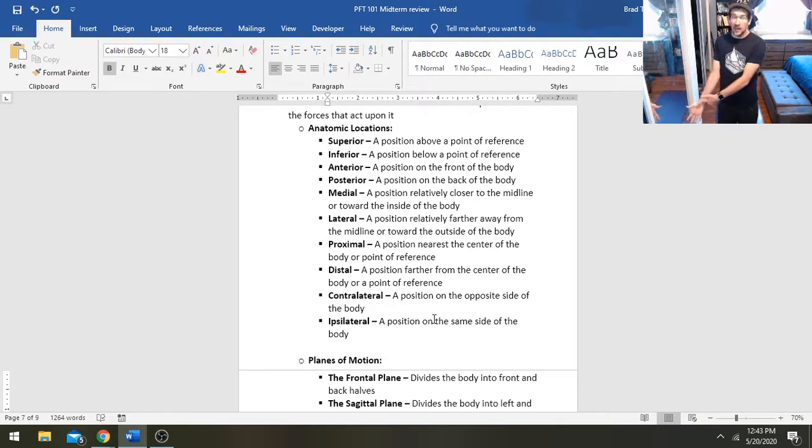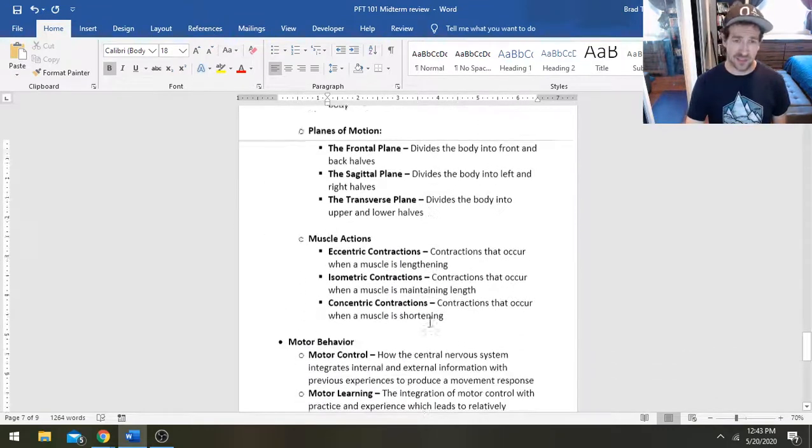So my wrist is distal because it is farther in comparison to my elbow, right? My wrist is distal, whereas my elbow is proximal. But if I give a different point of reference, if I mention my shoulder, now my shoulder is proximal, but my elbow is distal, right? So those are in reference to other positions. Then you've got contralateral, which is a position on the opposite side of the body. My right hand is contralateral to my left hand, right? They are contrary to each other. And then ipsilateral is a position on the same side of the body. My right ear is on the same side as my right hand. So those are your anatomic locations in a nutshell.